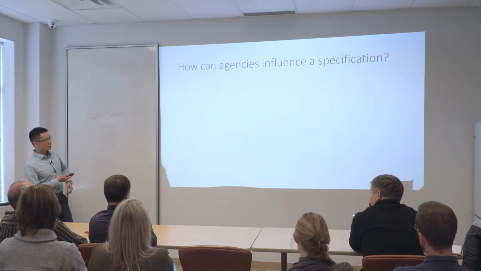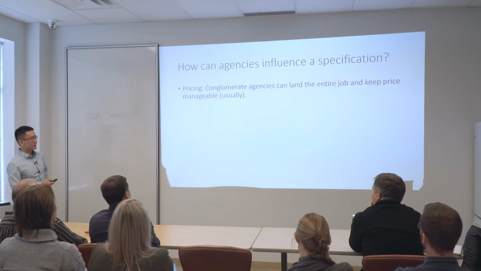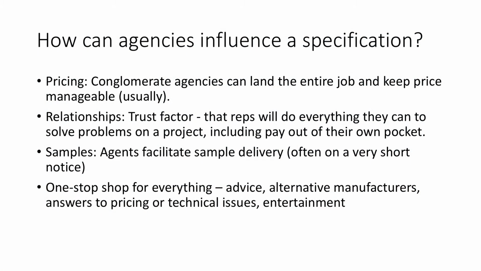So you might ask, how can an agent influence the specification? Pricing. Especially the big ones, the conglomerate agencies, they can move volume. They have a very good relationship with the manufacturers. Therefore, they can get discounts whenever they want to, and so they can land entire jobs and keep the price manageable.